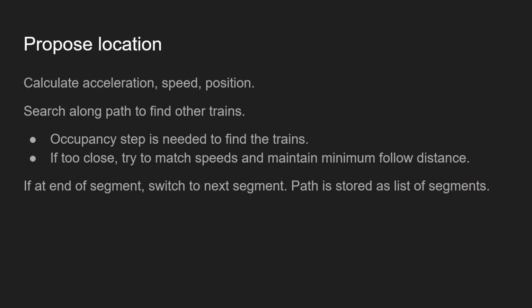Also, whenever a train gets to the end of a segment, then it needs to switch to a new segment. In general, a train will have a path that it's following, which is encoded as a list of segment IDs. So whenever a train gets to the end of a segment, then it will pull out the next ID from that list. Sometimes the list will end at a signal, in which case the train needs to be placed into a waiting queue, and the list will be updated at a later time.